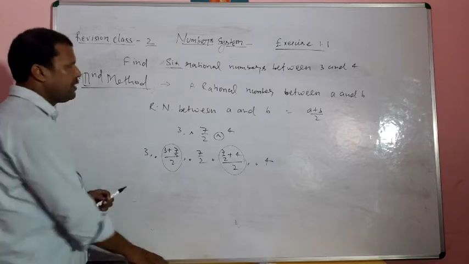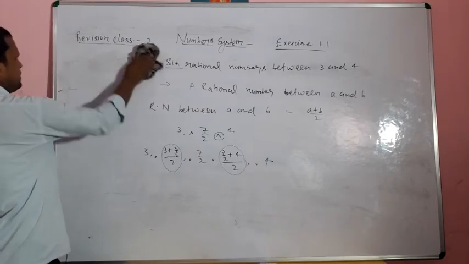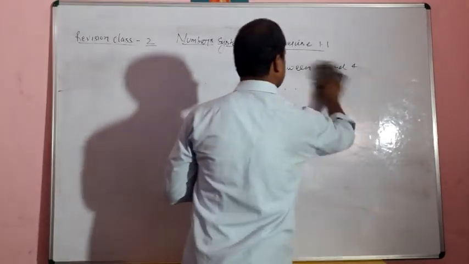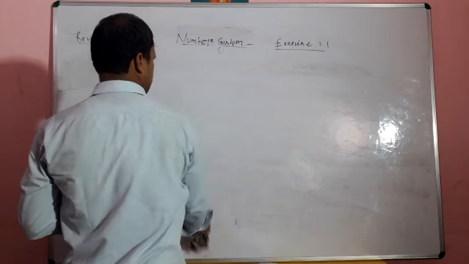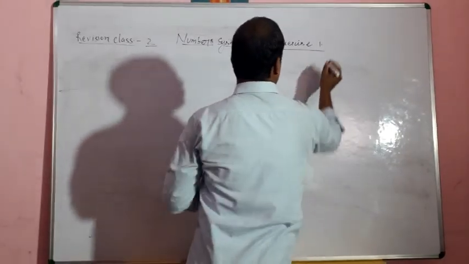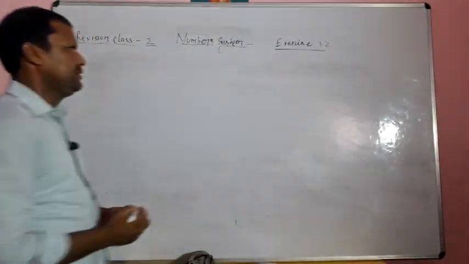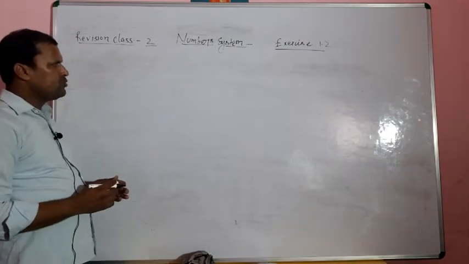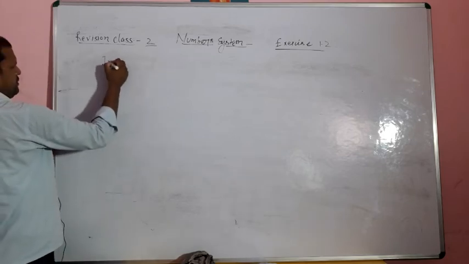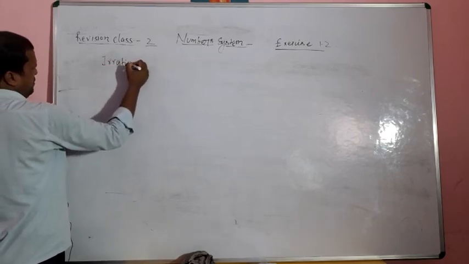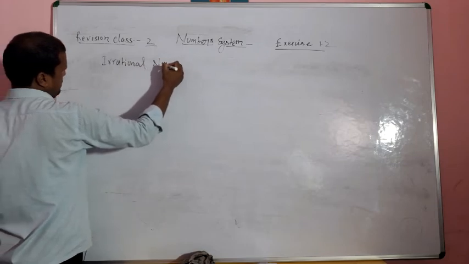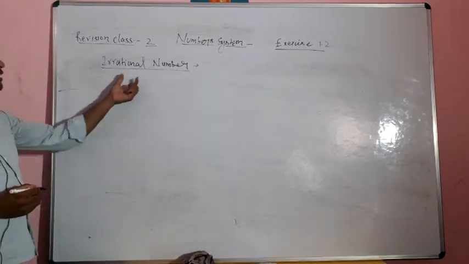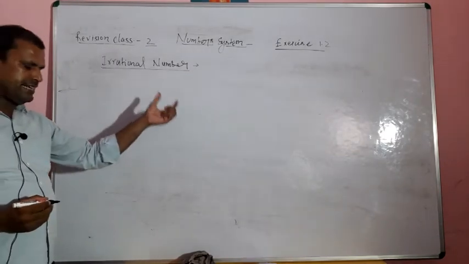Now our next exercise, 1.2. In this exercise we are discussing irrational numbers. What is an irrational number? Firstly, see the definition of irrational number.